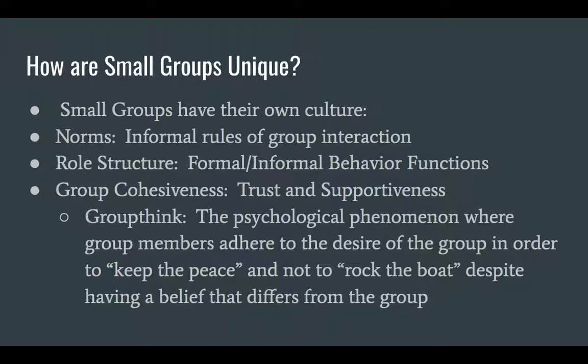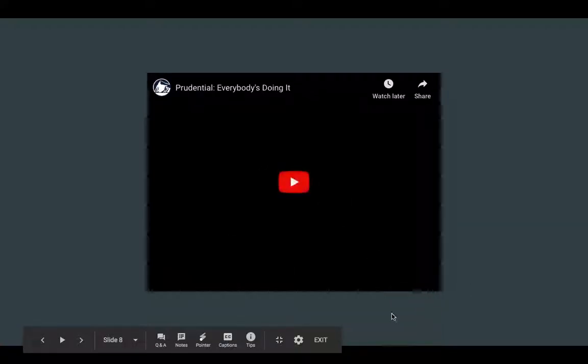Beyond that, we have group cohesiveness. When a group works together really well, they have trust and supportiveness. But this can be a disadvantage. Earlier I mentioned groupthink. So groupthink is this psychological phenomenon where group members adhere to the desire of the group in order to keep the peace and not to rock the boat, despite having a belief that differs from the group. Included in your Canvas course are some additional videos about groupthink. But groupthink can be a really interesting thing to study. This is one example of groupthink that's also available in your course.